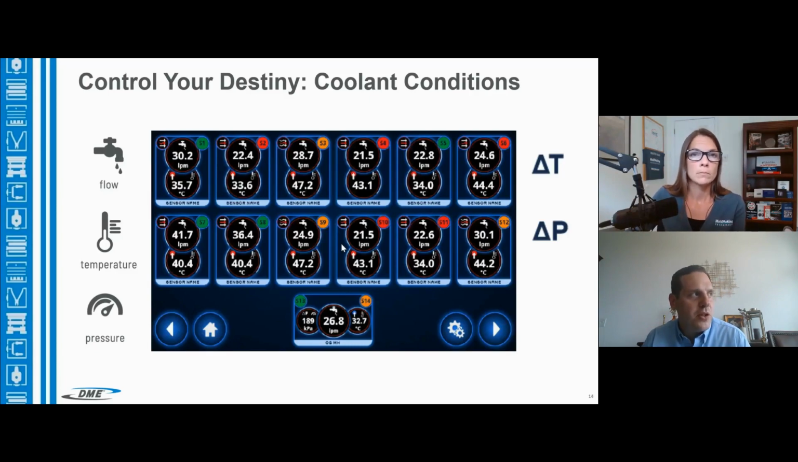Sometimes it's not the temperature change that indicates we have blockage, but if you see a pressure drop between the in and the out that's not normal, it's a great indicator that there's something in your line that you need to stop and clean.